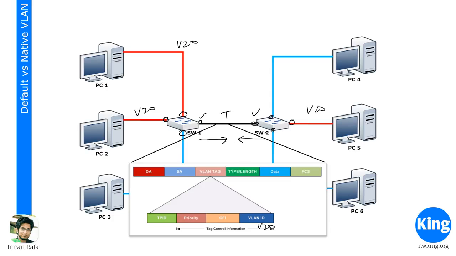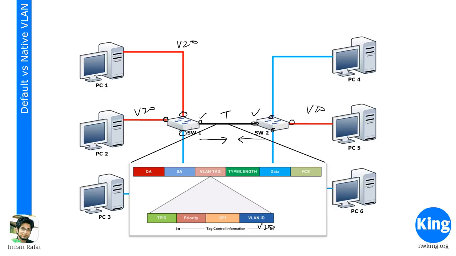So when the other switch receives that traffic, it looks at the VLAN tag and sees this is VLAN 20 traffic, so it is going to send that traffic out only on a VLAN 20 port. In this case, that traffic can only go to PC5, right? So that's what VLAN is. The native VLAN is there only to decide if the traffic has to be tagged or untagged.